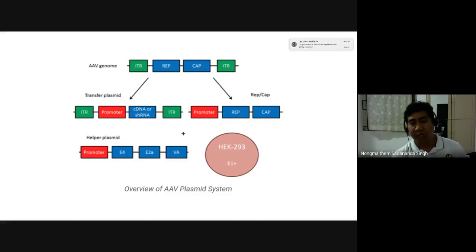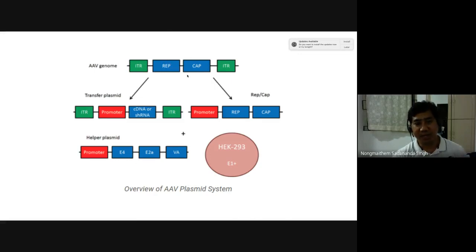Why is AAV, adeno-associated virus, very hot now? It is because of tropism. What do you mean by tropism? Tropism means some of the AAVs don't infect just any type of cell, but have a very limited number of cells they can infect. For example, some of the AAVs can infect neuronal cells more efficiently rather than epithelial cells.